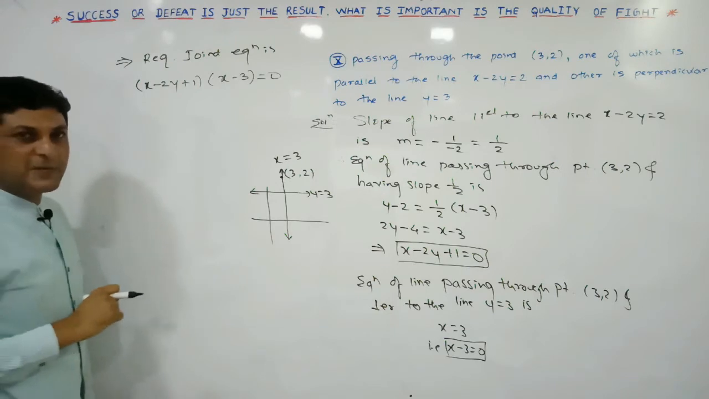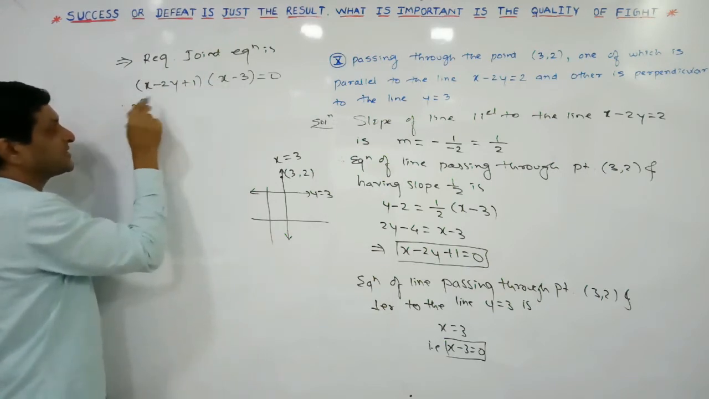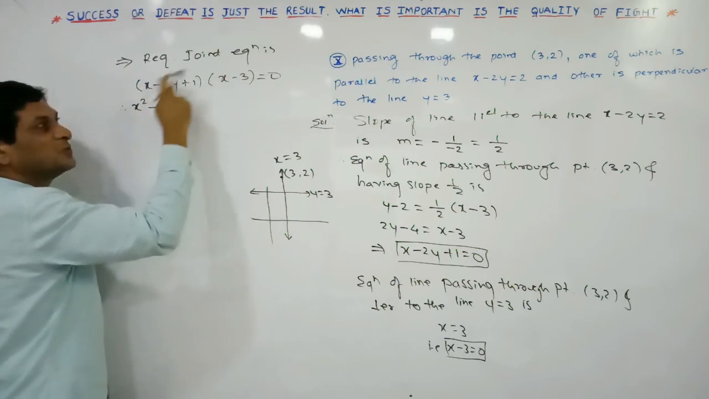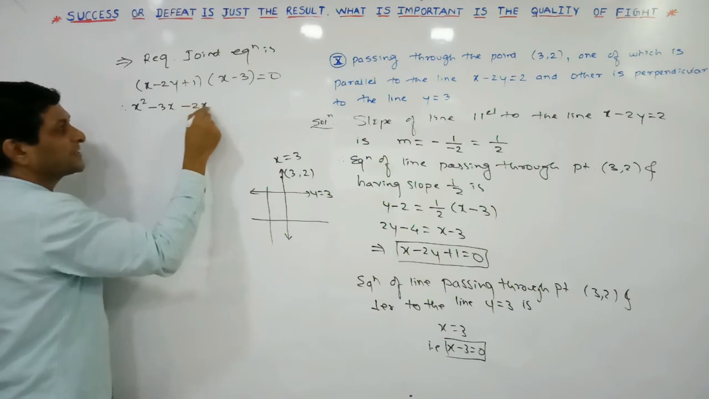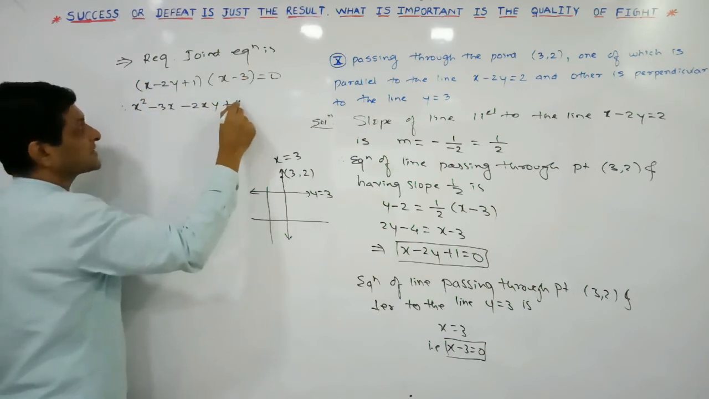Now take the multiplication of these two equations. First multiply by x. So x into x is x square, x into minus 3 is minus 3x, minus 2y into x is minus 2xy, and minus 2y into minus 3 is plus 6y.